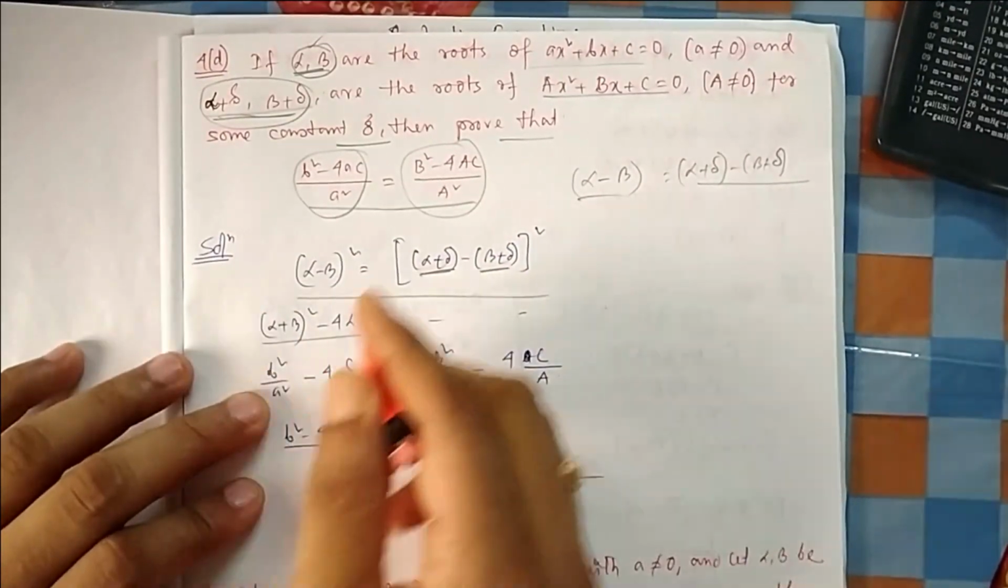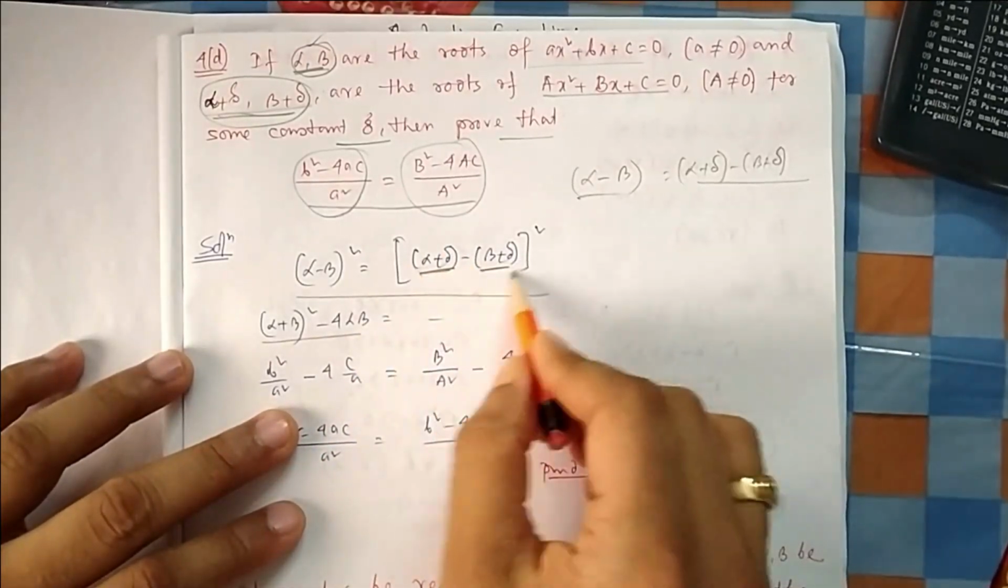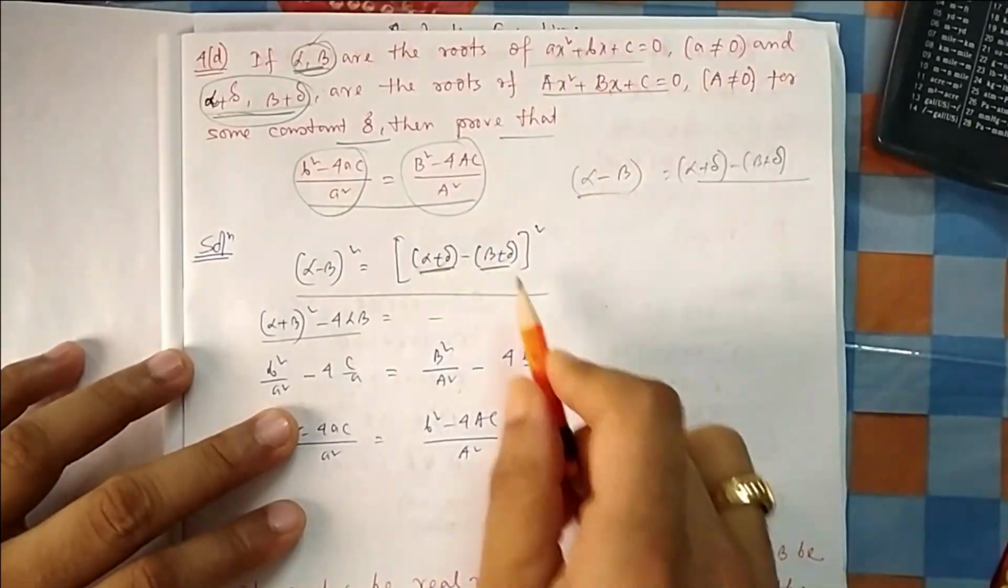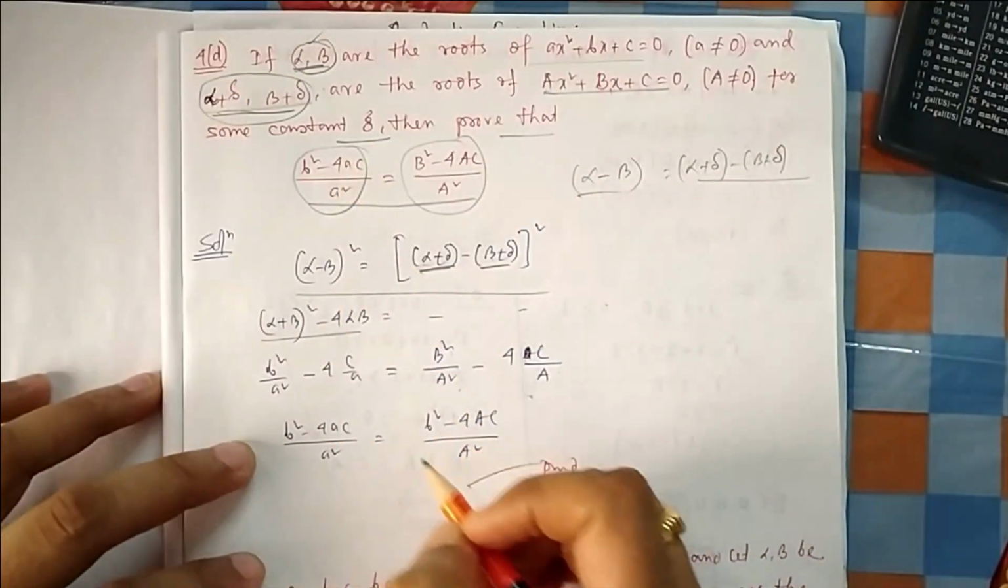Now what is alpha plus beta here? Minus b by a, so b by a whole square. Now alpha beta is c by a. Similarly here, this plus this will be equal to this from this equation. Similarly the product of these will be C by A. Now if you do this, this comes, and that is proved.